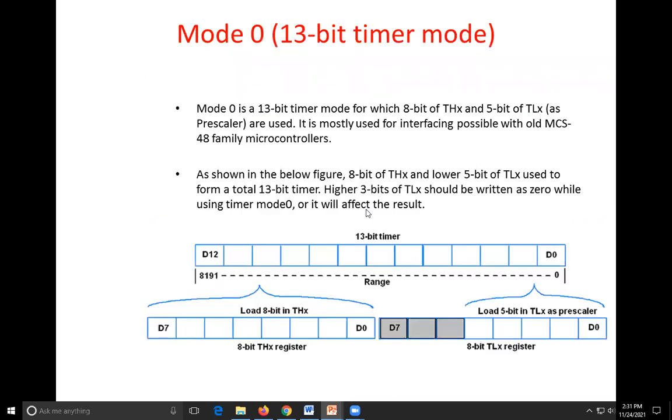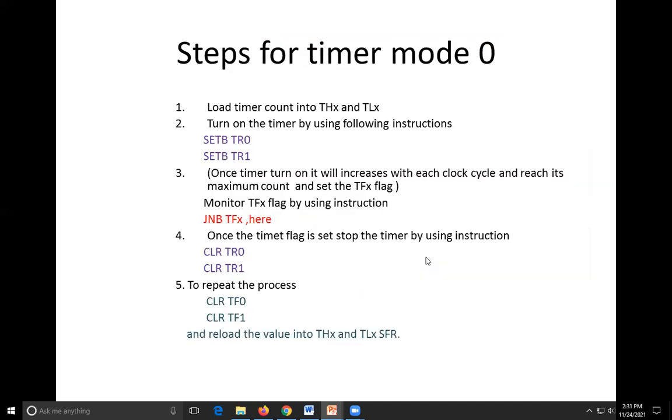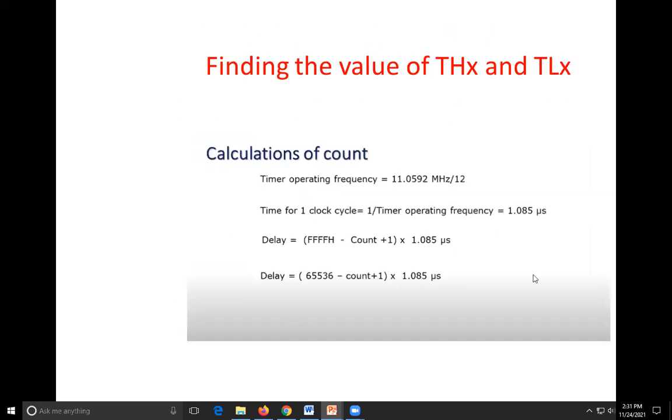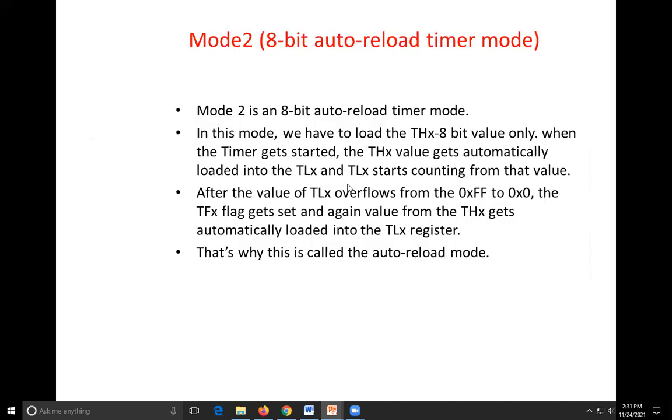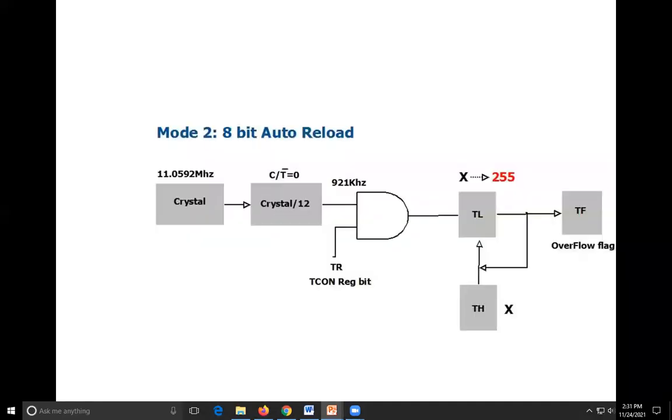Then we are discussing the 13-bit timer mode. In the 13-bit timer, 8 bits are for the higher order and the lower is 5 bits. Then the 16-bit timer we are discussing here. This is the delay: how to calculate the delay. The calculation of the count we discussed in the programming. Auto reload we have discussed today, and this mode 3 is there. So this is the timer and interrupt. So just go to the programming.